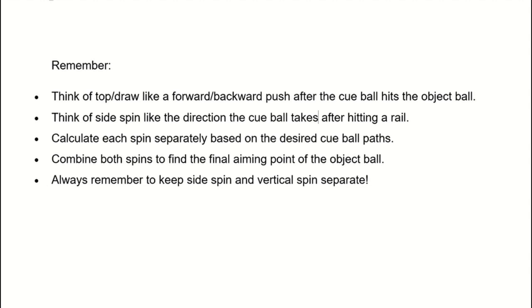Remember, think of top and draw like a forward-backward push after the cue ball hits the object ball. Think of side spin like the direction the cue ball takes after hitting a rail. Calculate each spin separately based on the desired cue ball path. Combine both spins to find the final aiming point of the object ball. Always remember to keep side spin and vertical spin separate.